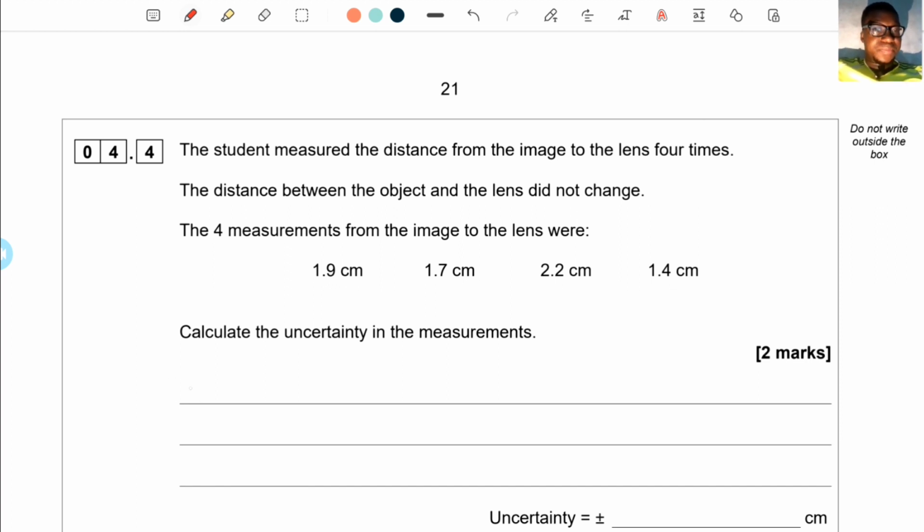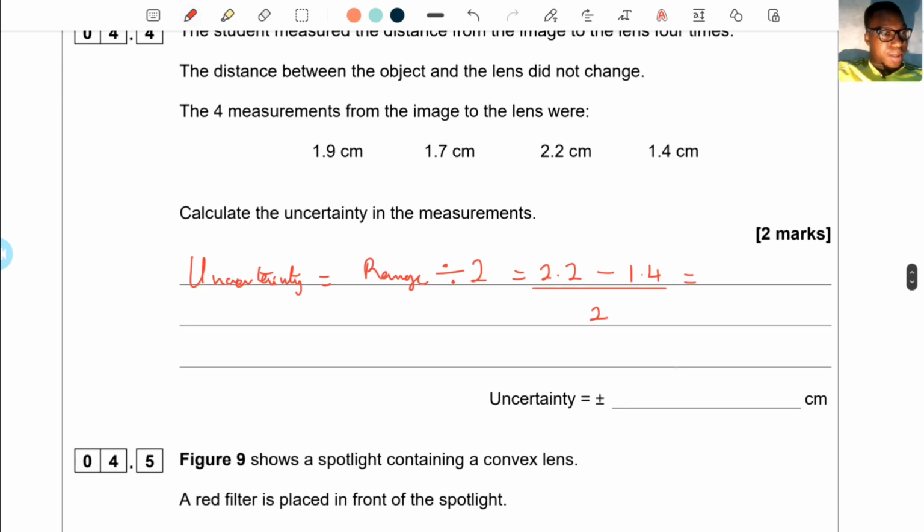So here now we have uncertainty equals range divided by 2. Range is just the highest value minus the lowest value. So the highest value here is 2.2, the lowest value here is 1.4. We divide that by 2, and this should give you 0.4 centimeters plus or minus.